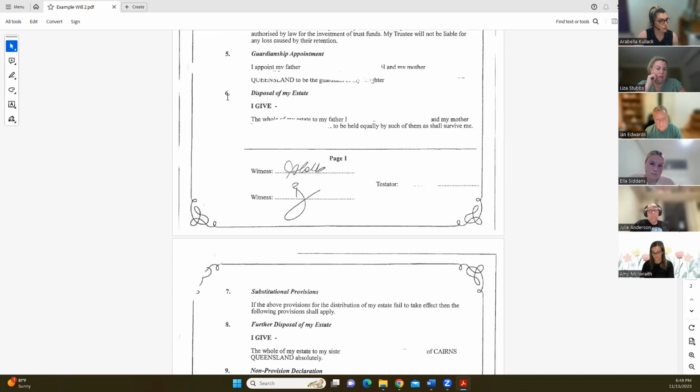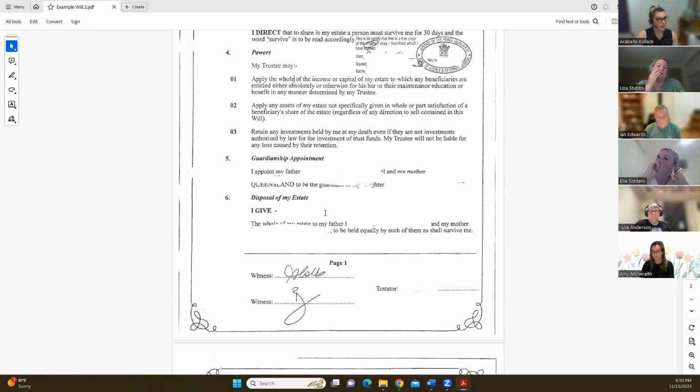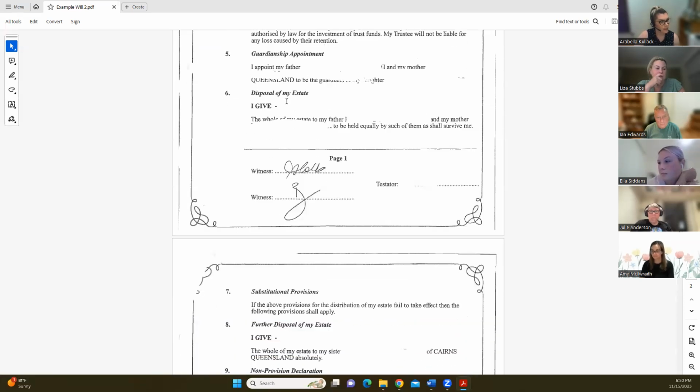Then we move on to clause 6, and this is the residuary clause. So what you've probably noticed in this will is that there are no specific gift clauses. So this will maker has decided that they simply want the balance of their estate to go to their mother and father. And so the disposal of my estate is the residuary clause.